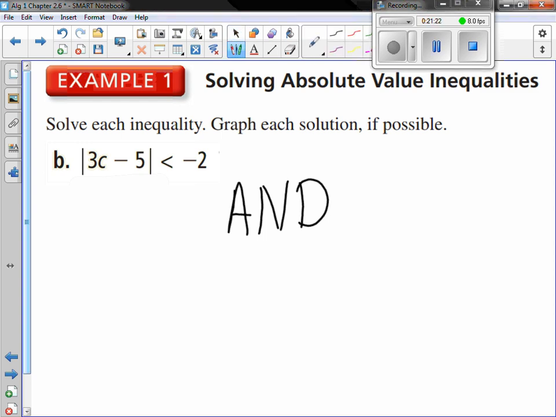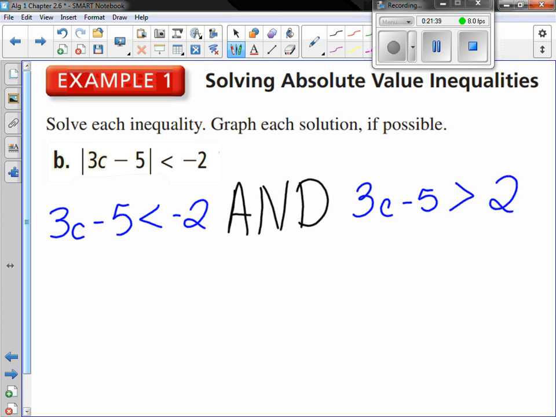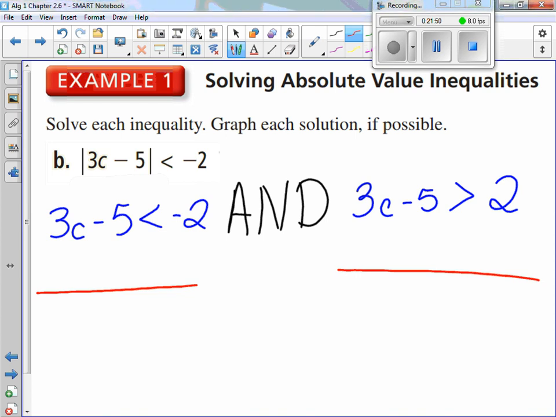So let's look at our two statements. So the first one would be, we're going to drop the absolute value. So we get 3c minus 5 is less than negative 2. The other statement would be 3c minus 5 is what? Not less than, it would be greater than 2. So what would be our first step here?